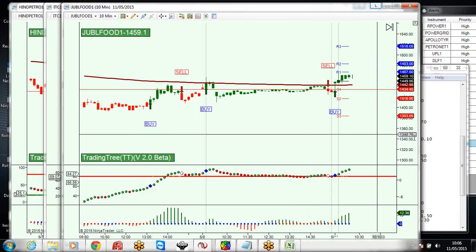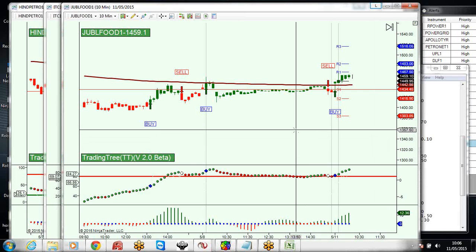I think you're asking about the robo. We don't have a robo on this. You can place your trades easily.